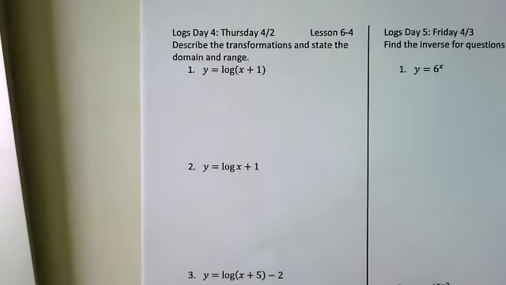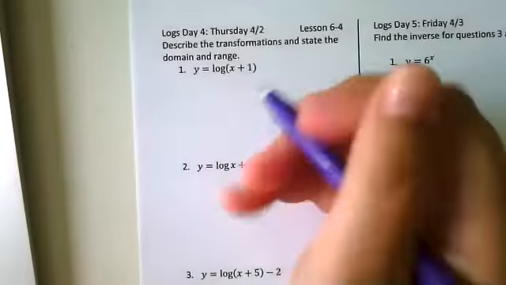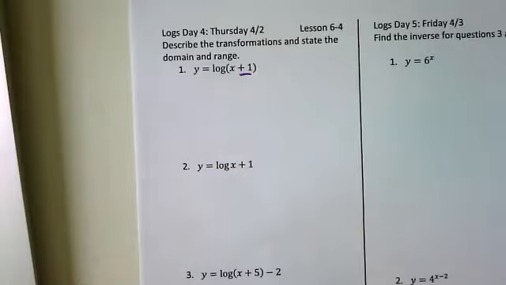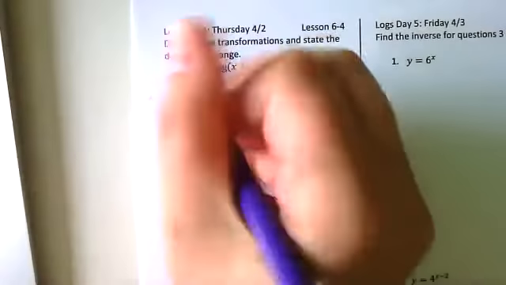Hey, this is the answers for logs day 4, which is Thursday's homework. So we are describing the transformations and then saving the domain and the range. So for this function, this +1 is going to make us go left 1.